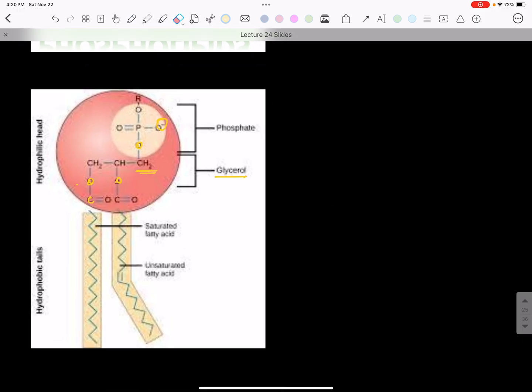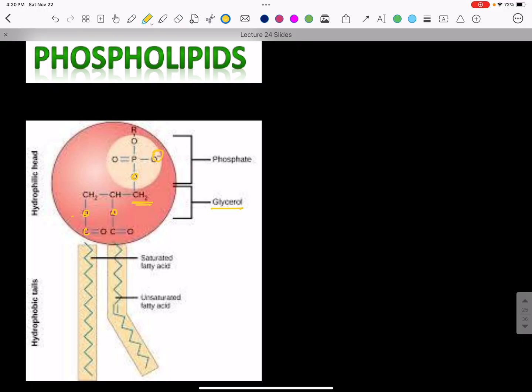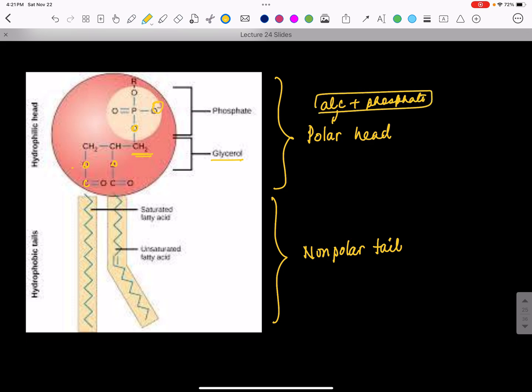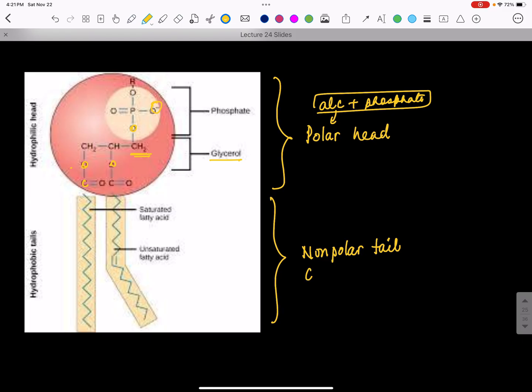So the top part, with the glycerol with the phosphate, forms the polar head, and the fatty acid chain will become the nonpolar tail. So you have the alcohol plus the phosphate group, both of which are polar, and that is why the top part becomes the polar head. And you have a carbon chain here, just the carbon-hydrogen chain, which is nonpolar, and that's why the tail becomes nonpolar.